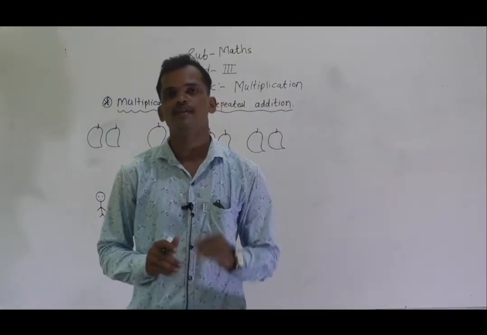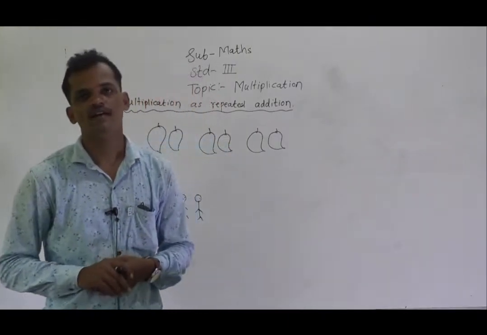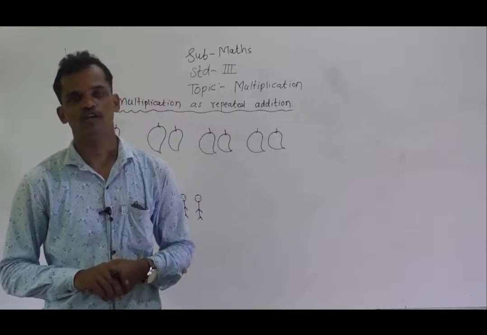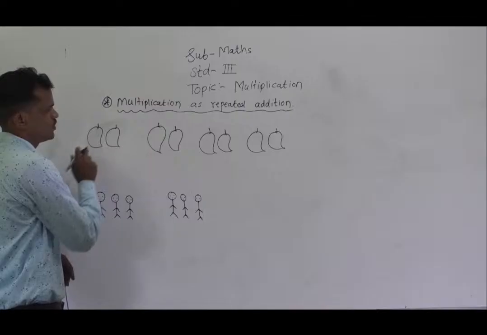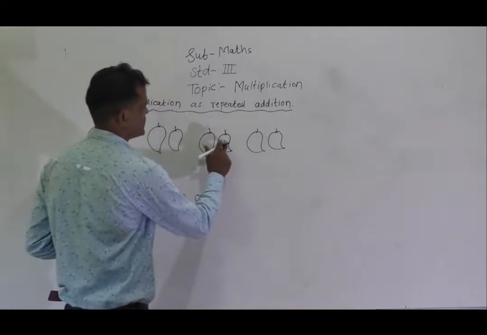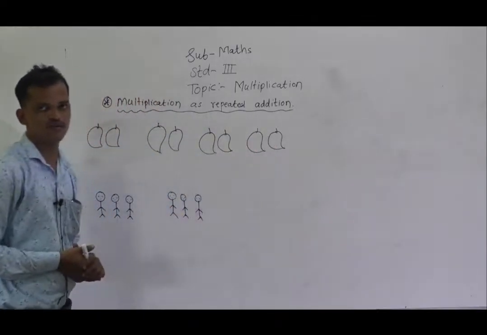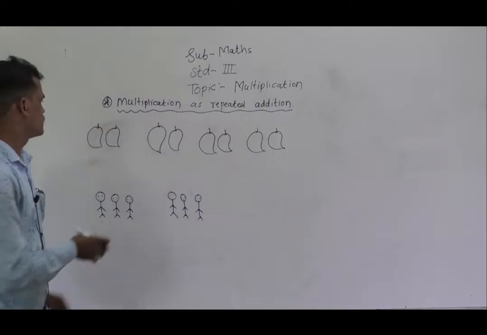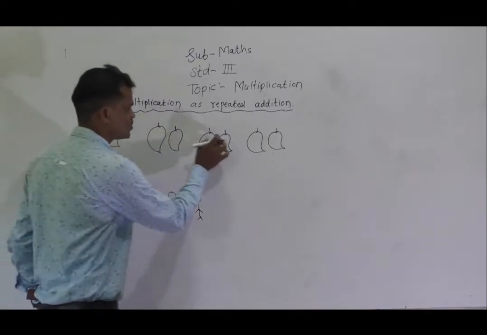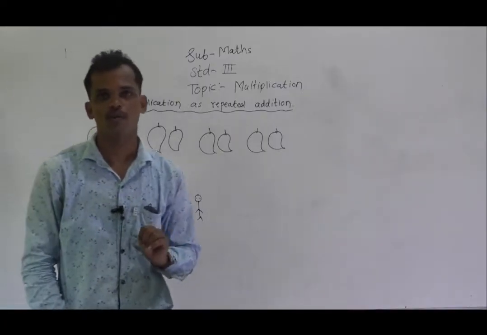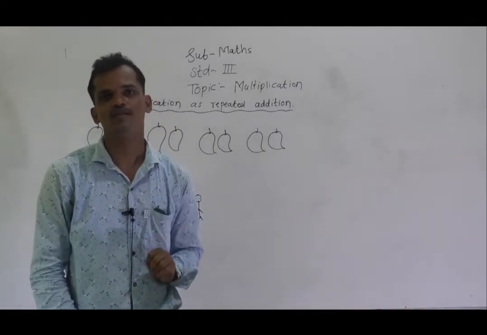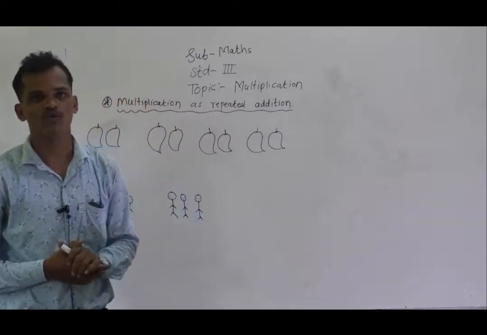Now we will see that multiplication is repeated addition. See here: 1, 2, 3, 4, 5, 6, 7 and 8. Here, 1, 2, 3 and 4 groups of mangoes, and in each group there are 2 mangoes.